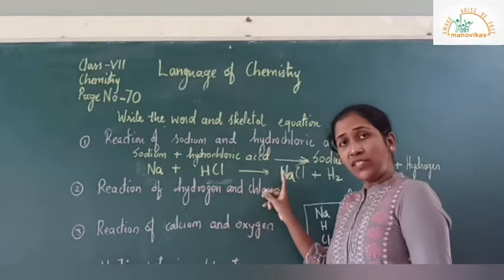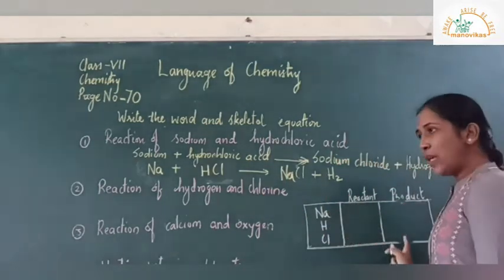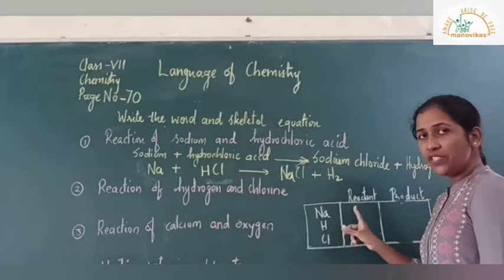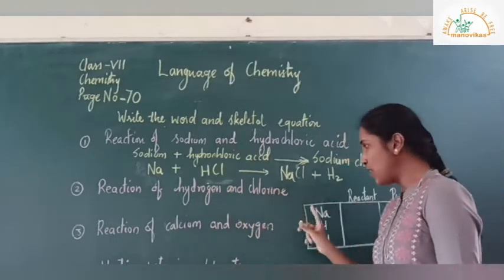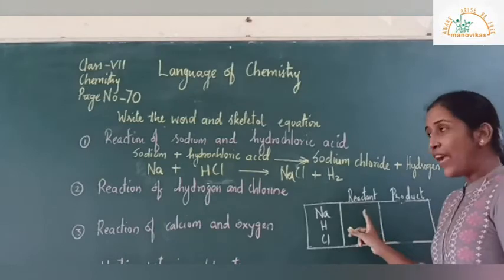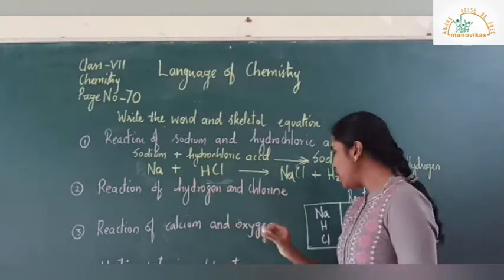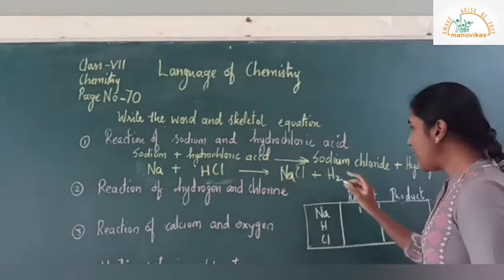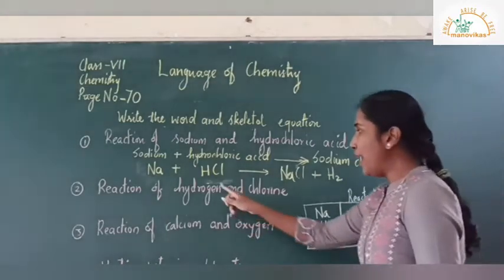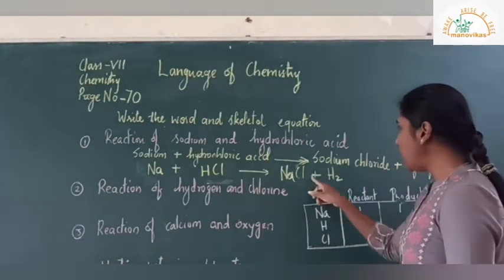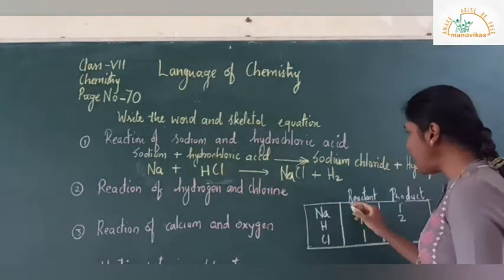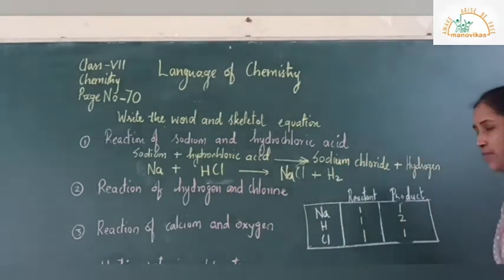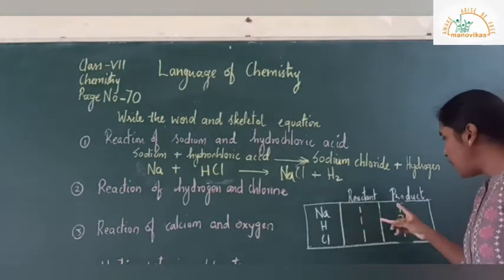The same equation you can balance in a tabular column. You can just draw the tabular column and write the elements involved in this. So let's count the number of atoms on the reactant side. Sodium is 1. Product side, sodium is also 1. Hydrogen, reactant side is 1. Product side is 2. Chlorine, reactant side is 1 and product side it is 1. Now, sodium is balanced.